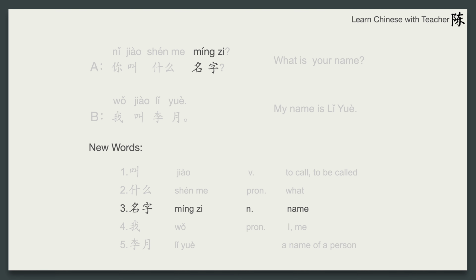The second character, 字, the original tone is the fourth tone, but in this word, it is pronounced in light tone. 我 it's a pronoun, means I or me. 李月 is a Chinese name. Li is the feminine name. In Chinese, we put the feminine name in the first place.